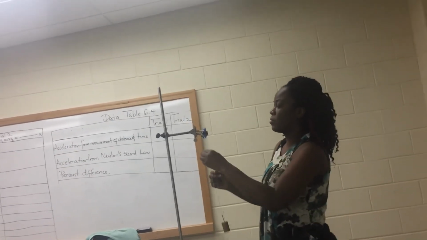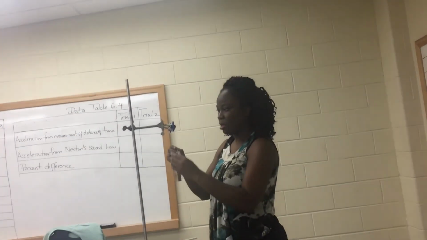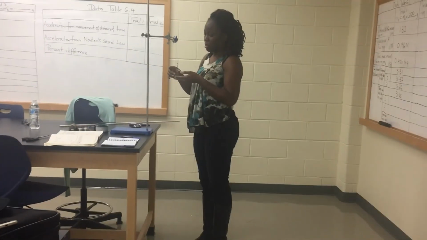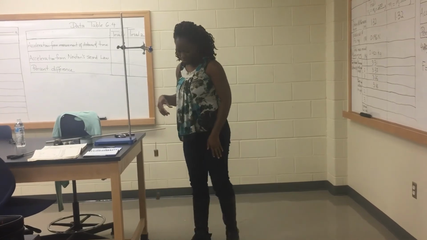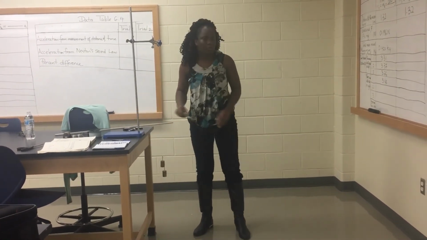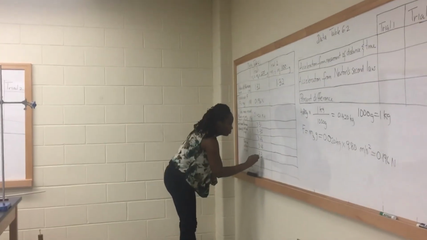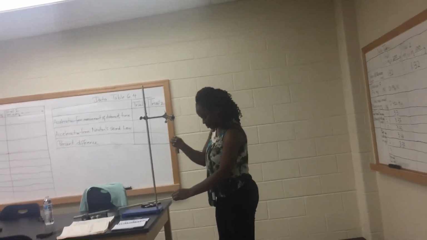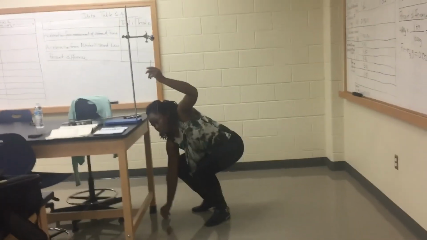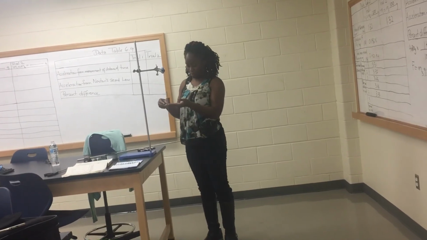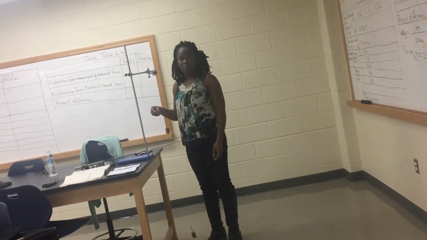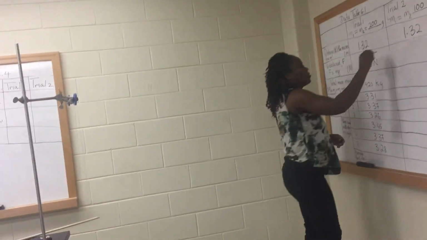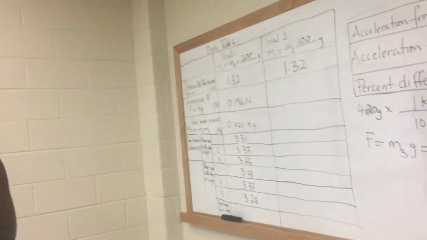We have two more trials on the right. So we're going to time how long it takes to reach the ground. 3.28. All right, so we're going to continue with this experiment where we're keeping the unbalanced force constant, but we're changing the mass.